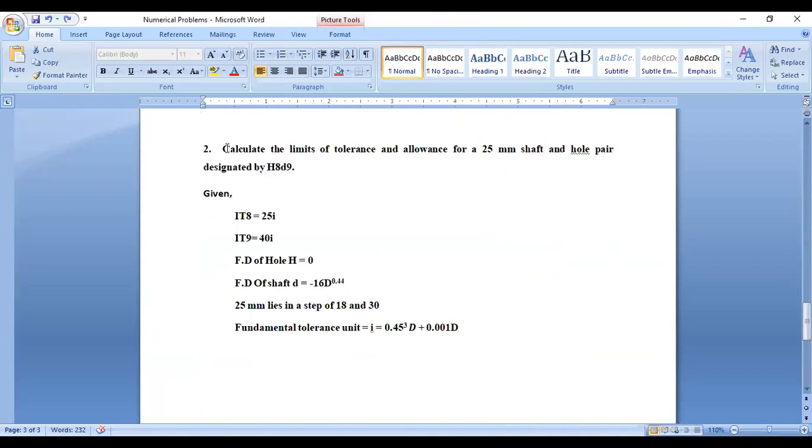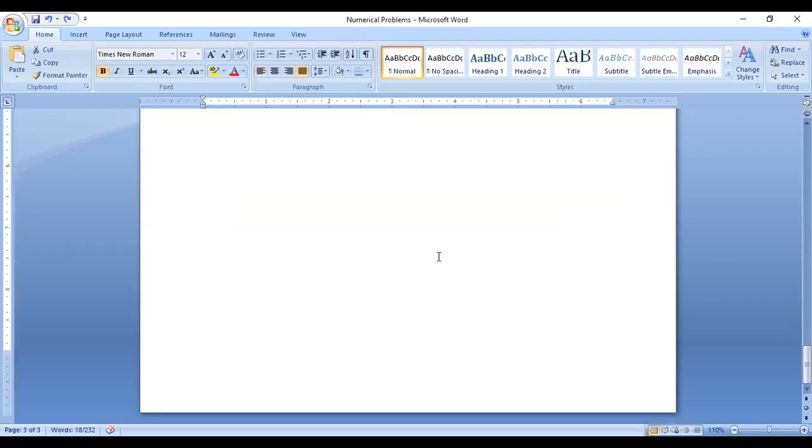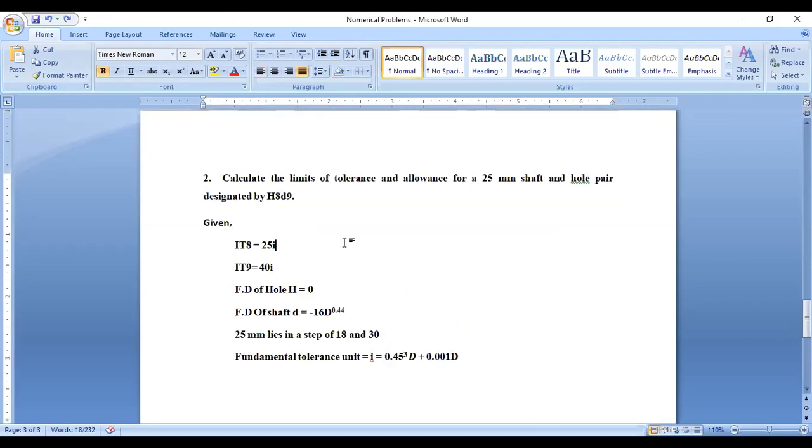There is one more problem given. You try to solve this. I have not given the solution here. You can note down this problem statement and try to solve it. In the next class, we'll discuss the answer. Or you can solve it here only, there is still time.